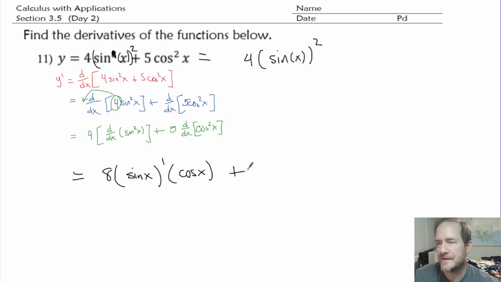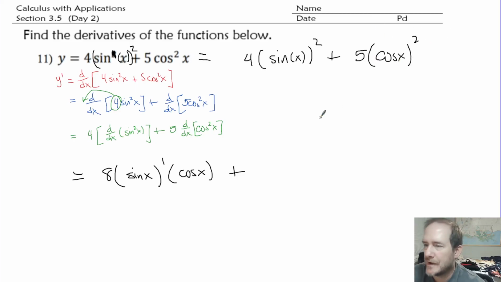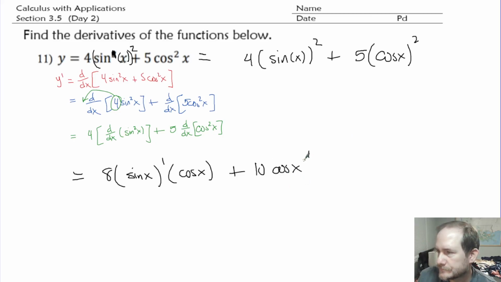Now, we're going to add to this the 5 one, which again, you could probably just be thinking of as 5 as a coefficient on a cosine function that's getting squared. So if I do power rule, I get 10 cosine of x to the 1. But then I also get to multiply by the derivative of the inside, so I get to multiply by negative sine of x.